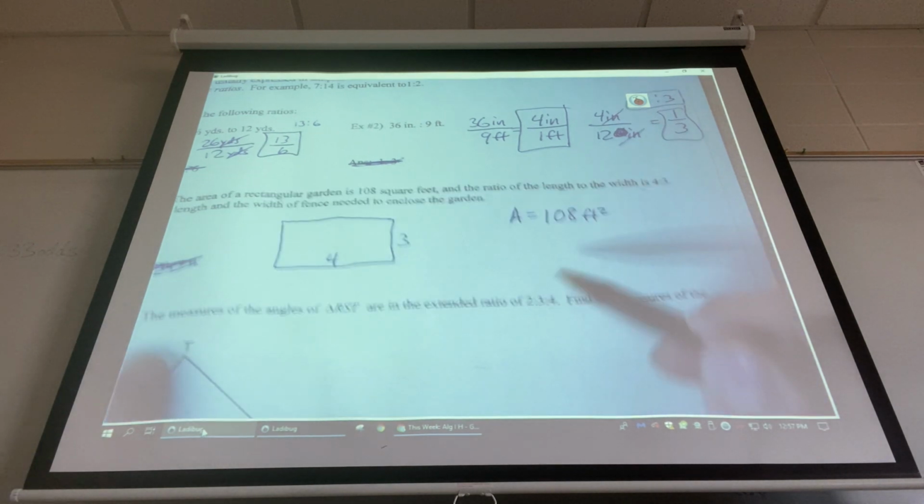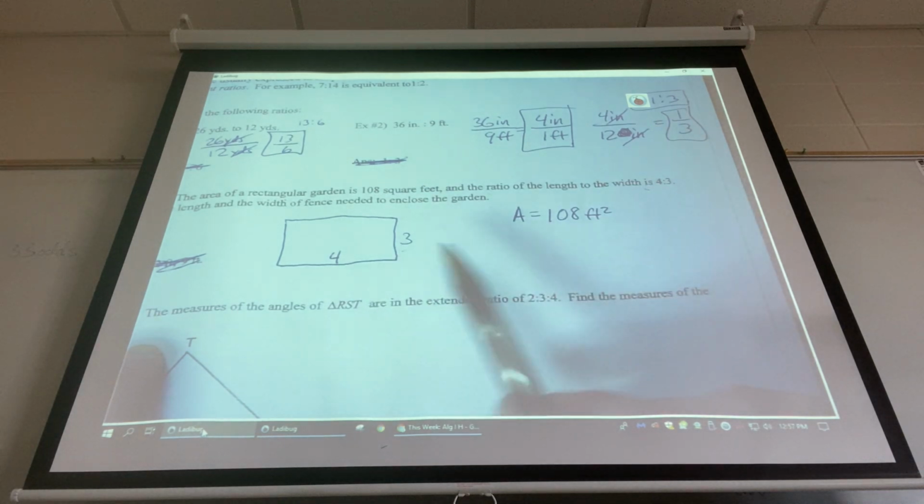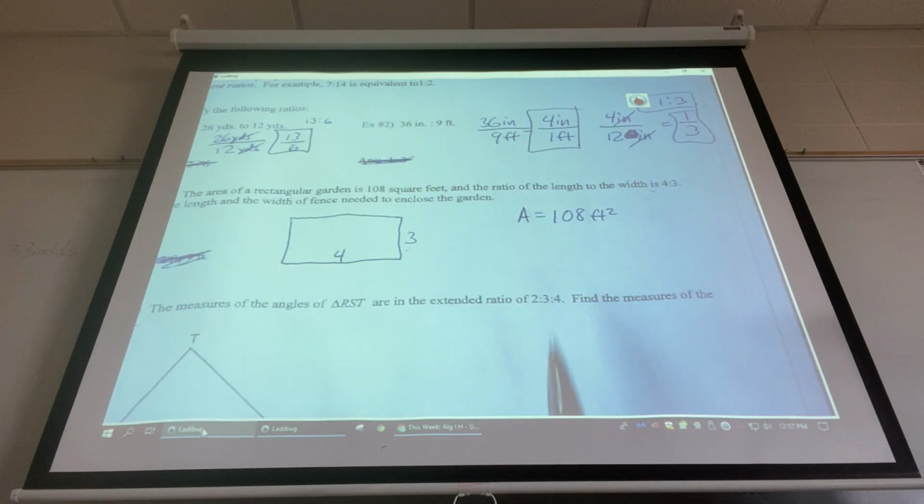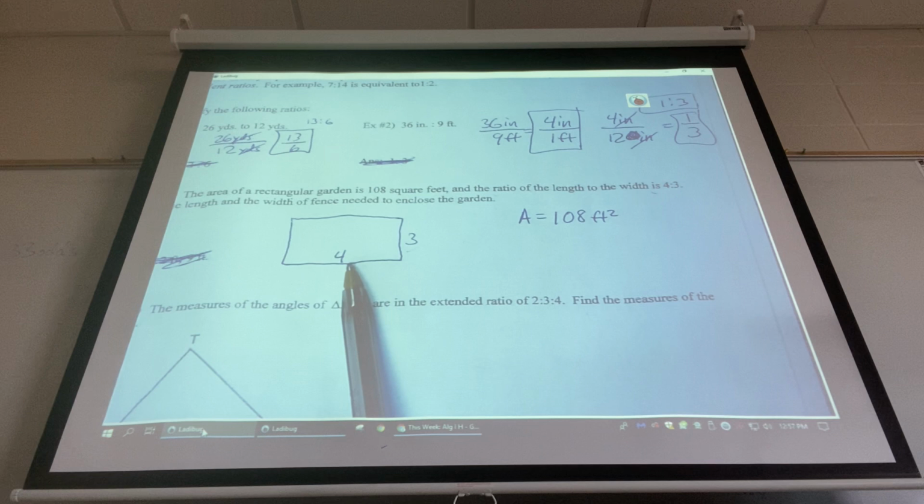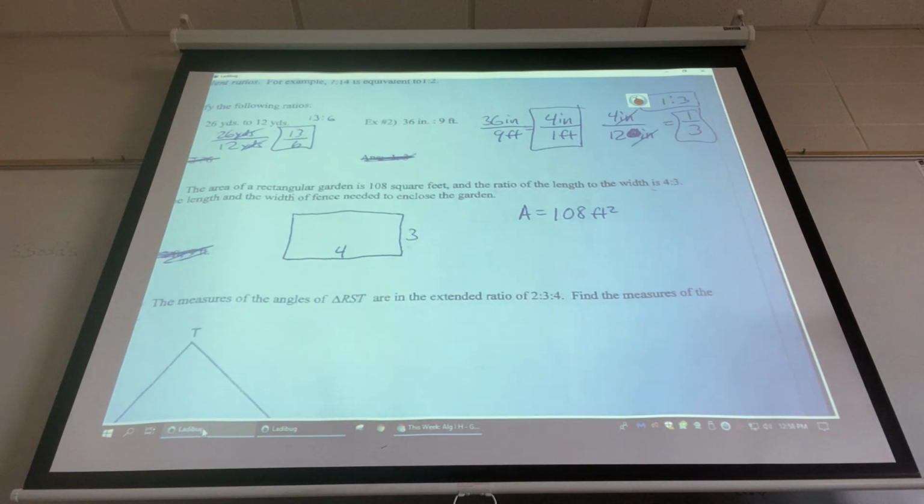So talk about it for a little bit. See if there's a way that we can eventually find out what this length is and what this width is. And talk to your neighbor a little bit while I take a look.